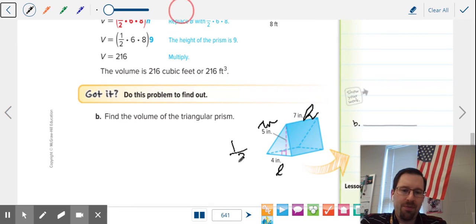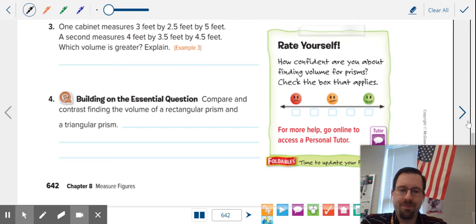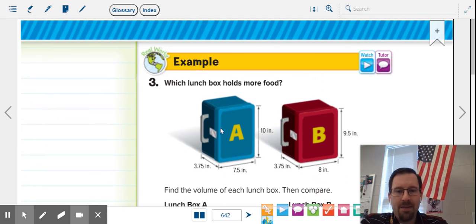So we want to do half of the length times the width times the height. Half of 4 is 2. 2 times 5 is 10. 10 times 7 is 70 inches cubed. And that's that. That's rectangular prism.